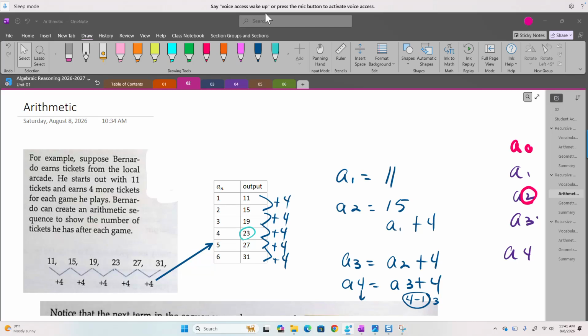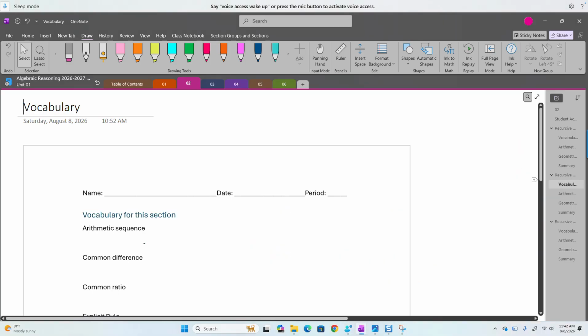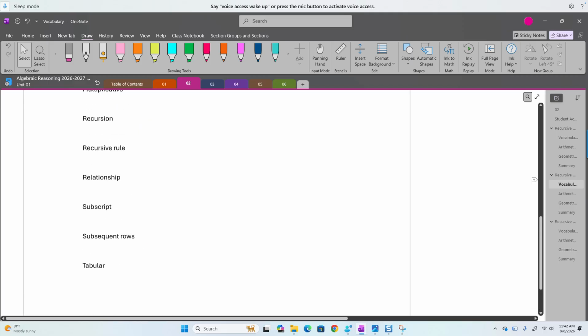Hello, back again. So yesterday we went over arithmetic sequences to find the recursive model and the explicit model. Today we're going to go into geometric, which means we're on page 2. We're going to look at our vocabulary first to see if there are things in here that we're going to be covering today.